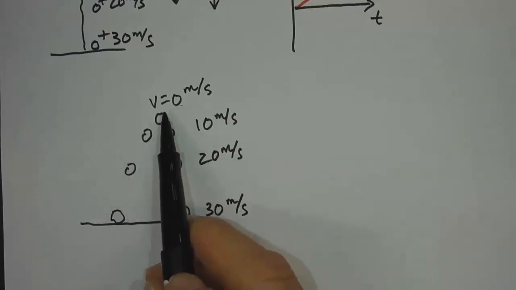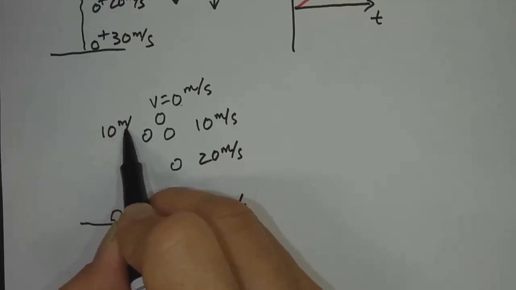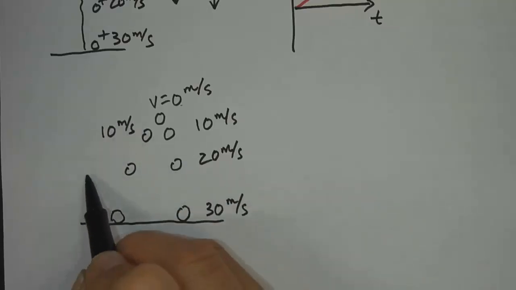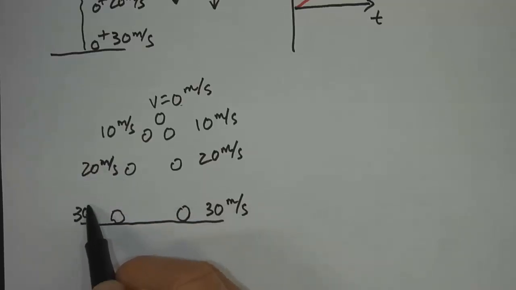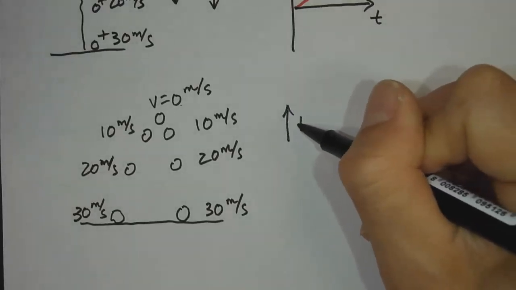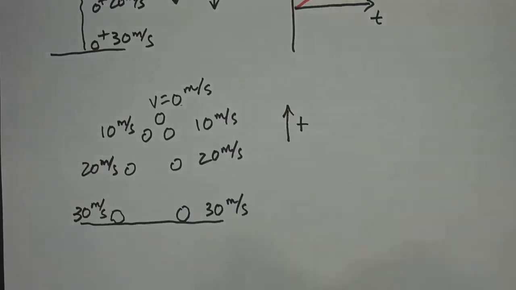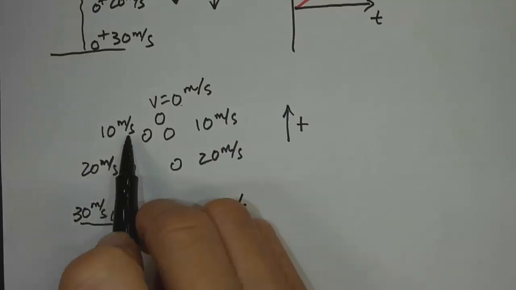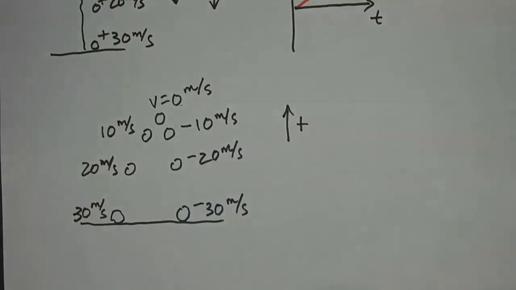Now, 1 second before the peak, it will also have a velocity of 10 meters per second. 1 second before that, 20 meters per second. A second before that, 30 meters per second. Now I'm going to indicate my positive direction. I'm going to make up positive. This is arbitrary; you can make down positive as well, but I'm going to make up positive. So when this object is going up, it will have a positive velocity. When it's coming down, it will have a negative velocity.